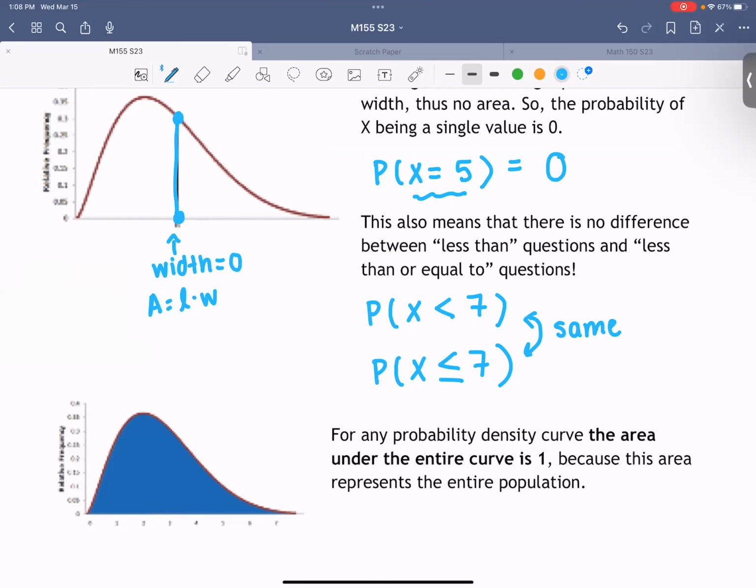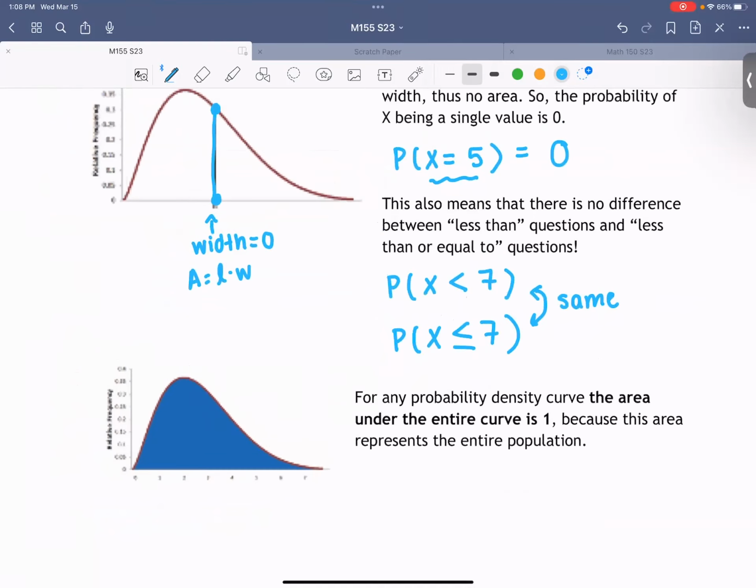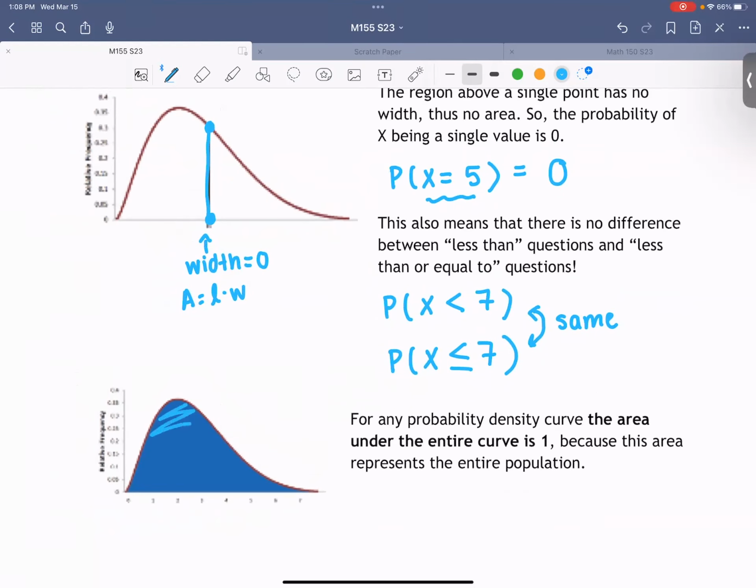It did matter in the previous section. It doesn't matter here. Okay. Finally, the total area underneath the curve always equals 1. Kind of like the sum of all the probabilities is 1. Same thing here. If I color everything underneath the curve, that's going to be 1.